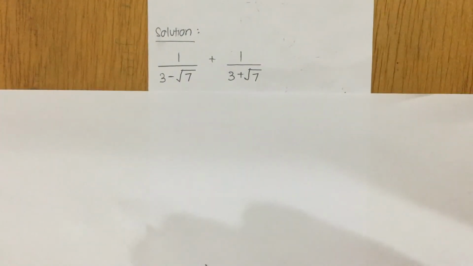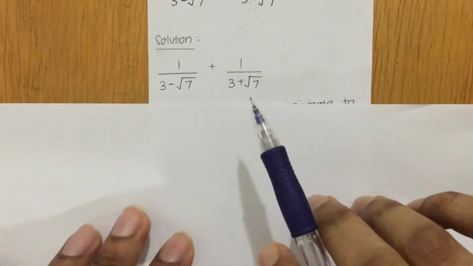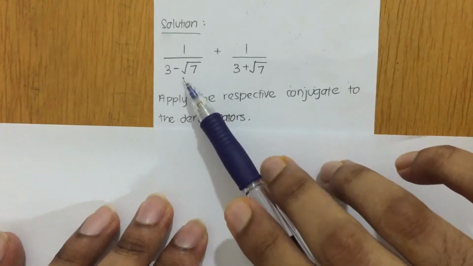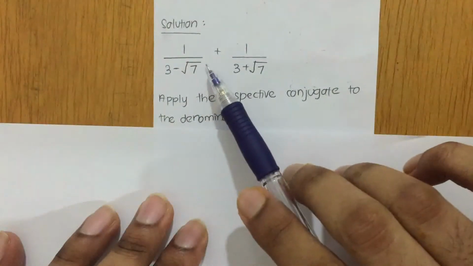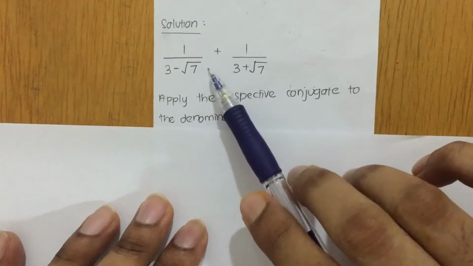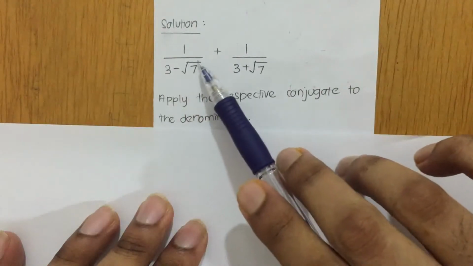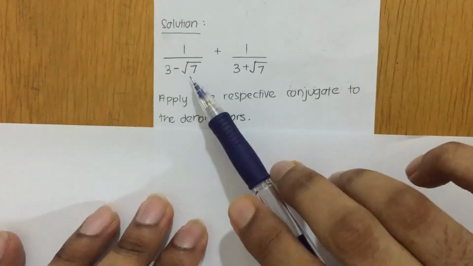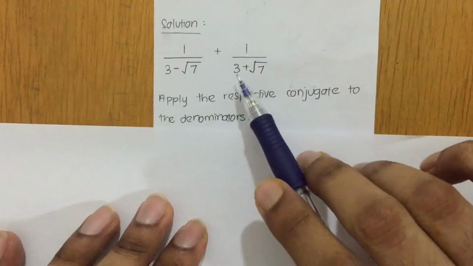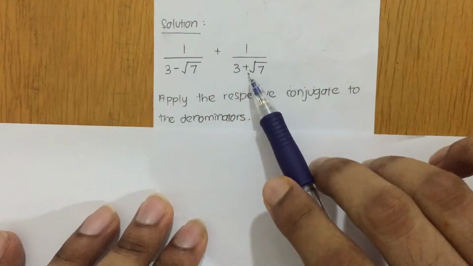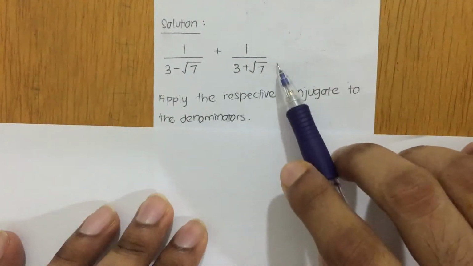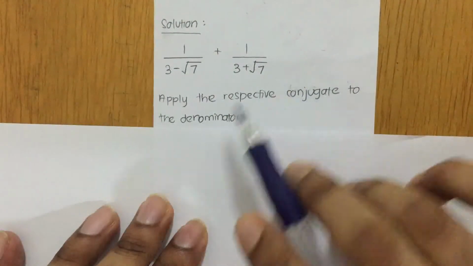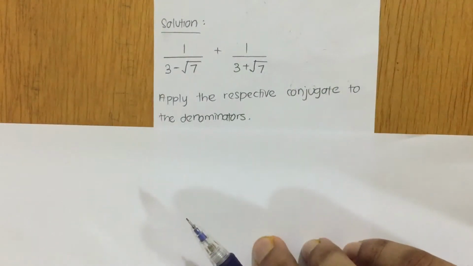What is the conjugate rule? For example, in this fraction, you have 1 over 3 minus square root 7. In order to apply the conjugate, you need to times the denominator with 3 plus square root 7. You need to times the numerator and the denominator, guys. As for this fraction over here, since your denominator has 3 plus surd 7, you need to times with 3 minus surd 7. You need to times the numerator and denominator as well. Let me show you the working now.